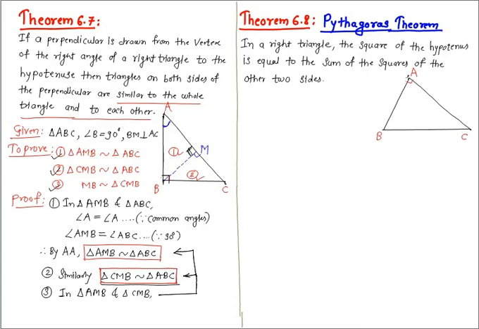So if we take this equation as 1 and this equation as 2, we can write from 1 and 2. That means we have first triangle similar to second triangle and second triangle similar to third triangle. So first and third triangle will be similar, right? Therefore we can write from 1 and 2, triangle AMB is similar to triangle CMB. And this is the third part which we had to prove. We can write hence proved.